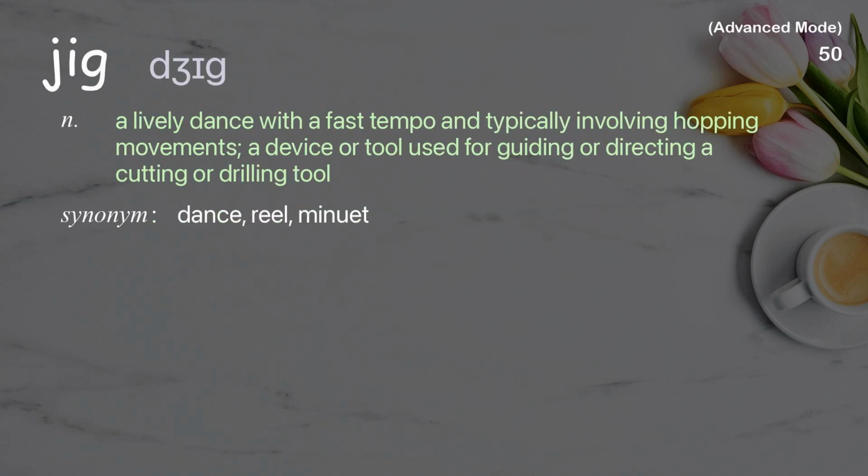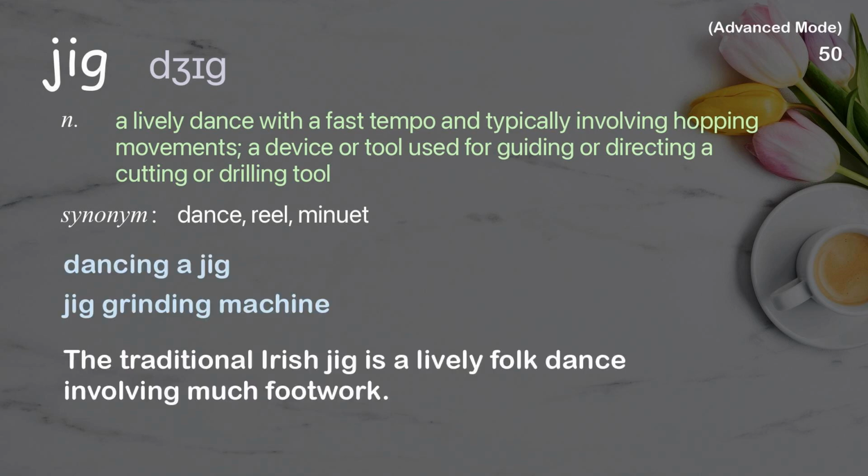Jig. A lively dance with a fast tempo and typically involving hopping movements; a device or tool used for guiding or directing a cutting or drilling tool. Examples: Dancing a jig. Jig grinding machine. The traditional Irish jig is a lively folk dance involving much footwork.